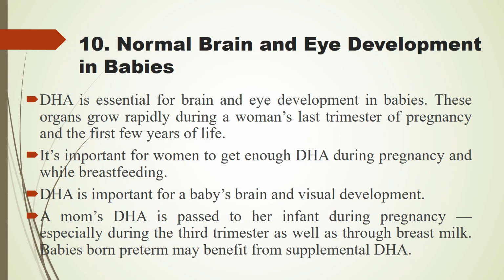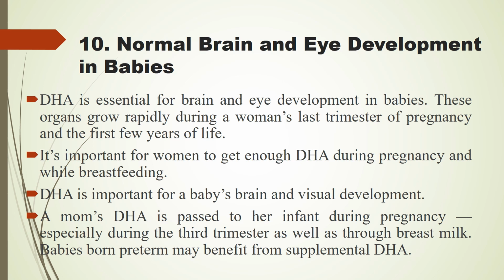10th, normal brain and eye development in babies. DHA is essential for the brain and eye development in babies. These organs grow rapidly during the woman's last trimester of pregnancy and the first few years of life. Now it is important for women to get enough DHA during pregnancy and during breastfeeding to the babies, because DHA is very important for the baby's brain and visual development.